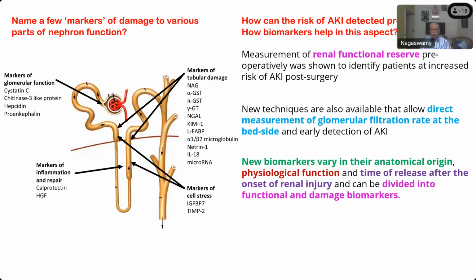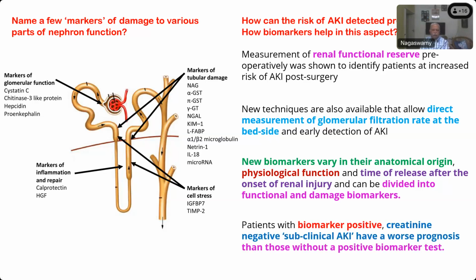The new biomarkers vary in their anatomical origin, physiological function, and time of release after the onset of renal injury, and they can be divided into functional markers and damage biomarkers. Okay? So once you know the level of cystatin C is high in the blood, that means the glomerular function is already affected. If you find NAG is elevated, that means tubular function is affected. So you can test for this in the preoperative phase.